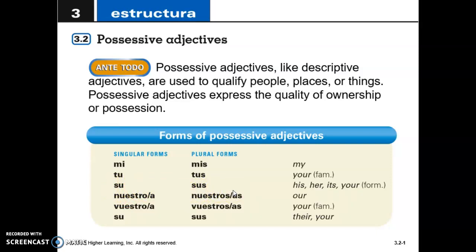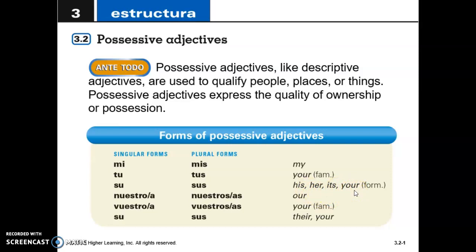Now you have to pay attention in here because su and sus is going to be used for several pronouns. You're going to use this for his, her, its, but also for your when we're talking about a group. So let's imagine that we have a pizza, right? I'm going to say mi pizza, my pizza. Tu pizza, your pizza. Su pizza, her pizza. Okay? However, we can also say su pizza, and that will mean his pizza, or its pizza, or your pizza if you are part of a group.